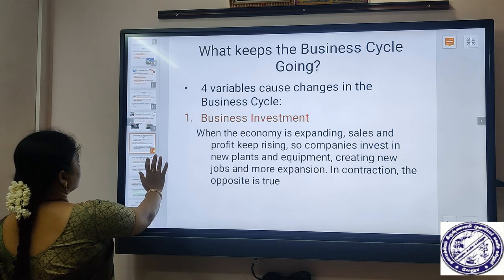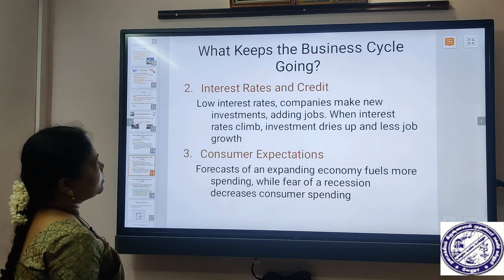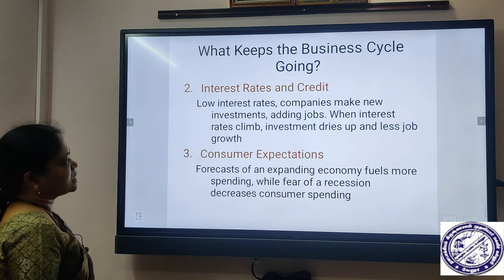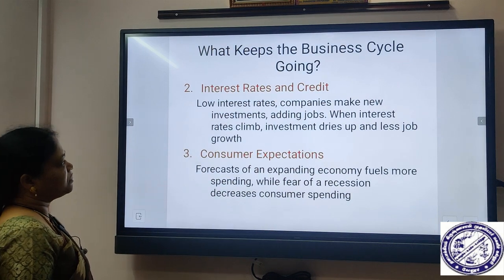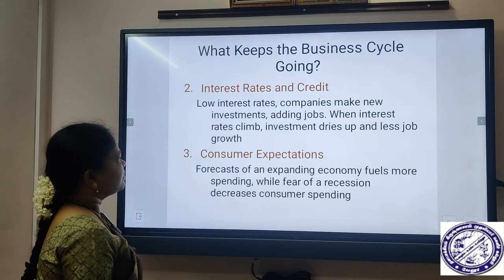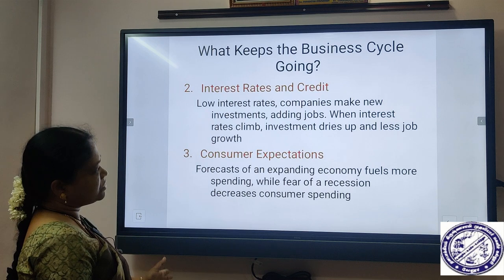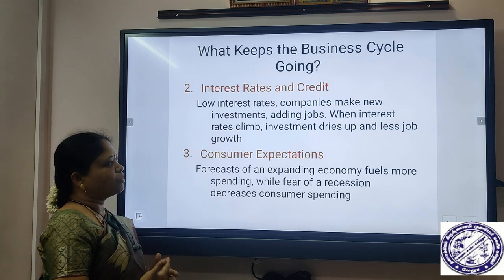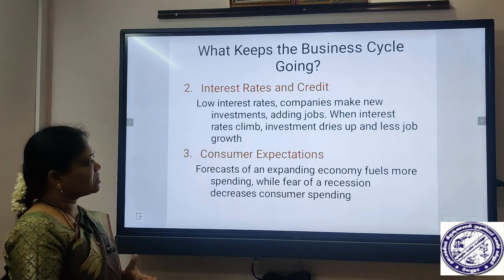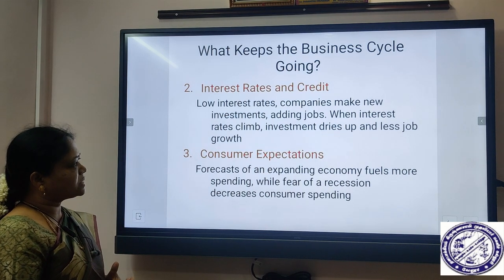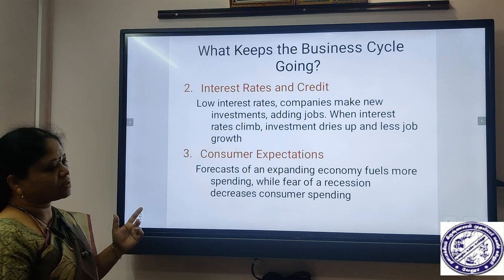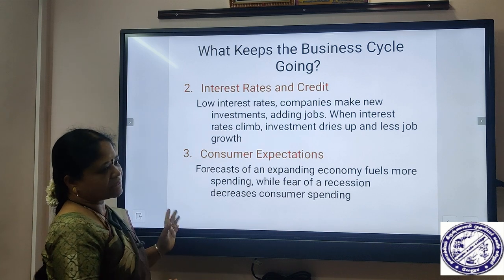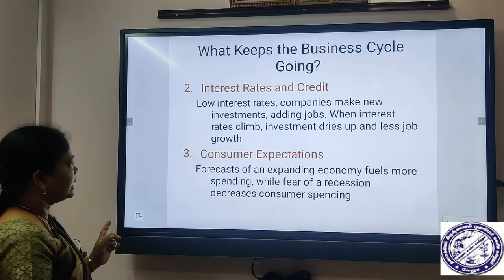Okay. Then coming to the second variable, it is about interest rates and credit. With low interest rates, companies will be making new investments and adding jobs, and when interest rates climb up, investment dries up. That is, if the interest rates are lower, there will be more investment, and if the interest rates are higher, the investments will drop down. So, interest rates also influence the business cycle in any economy.